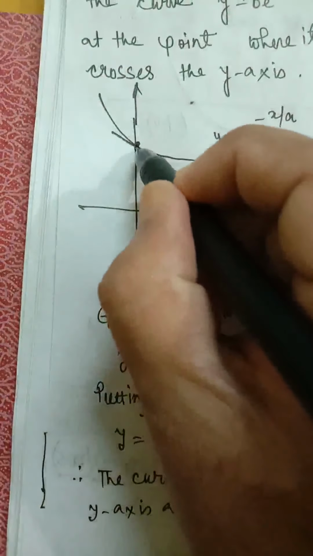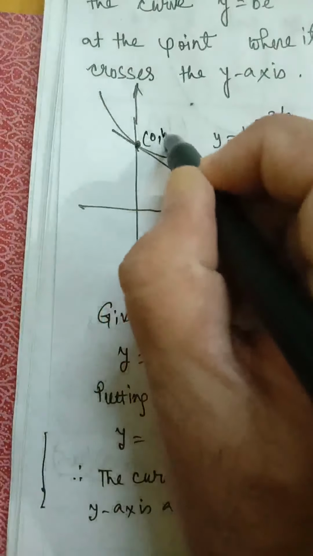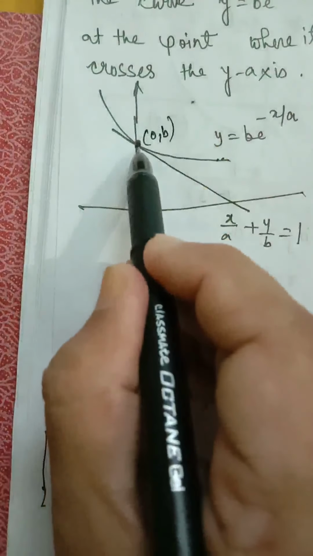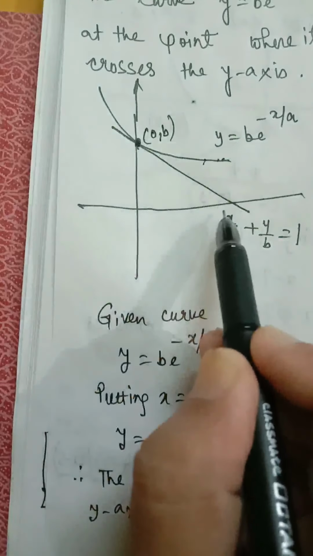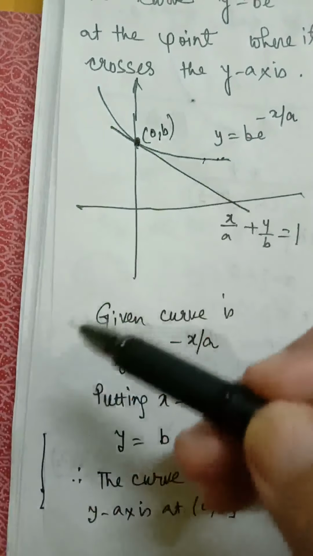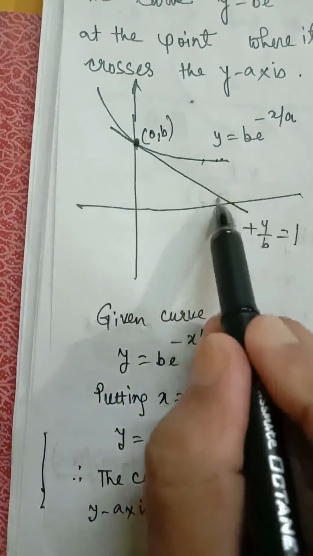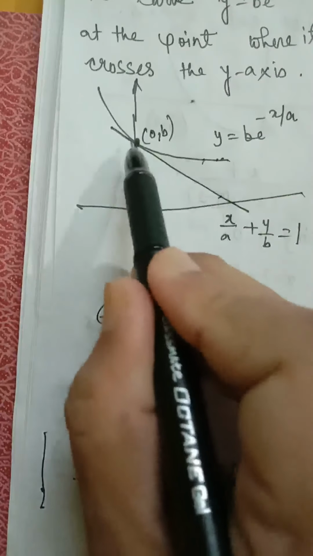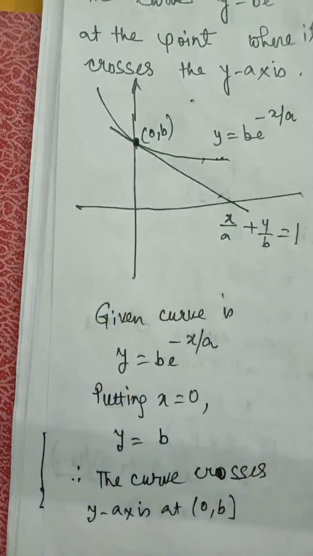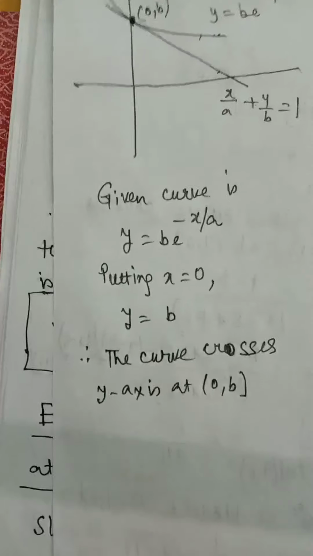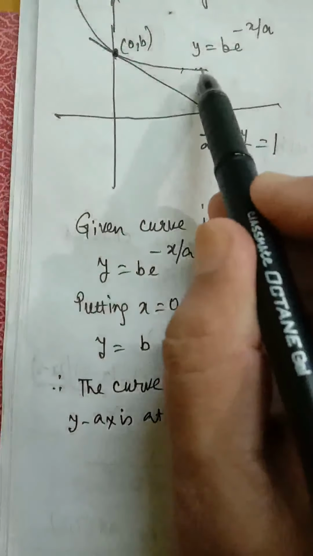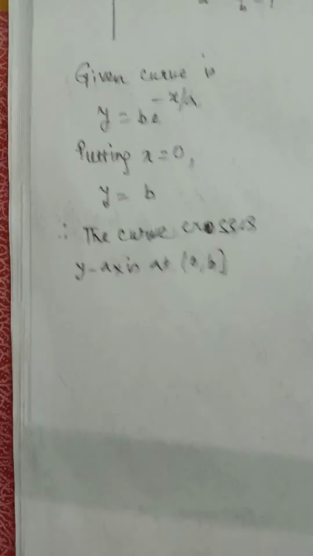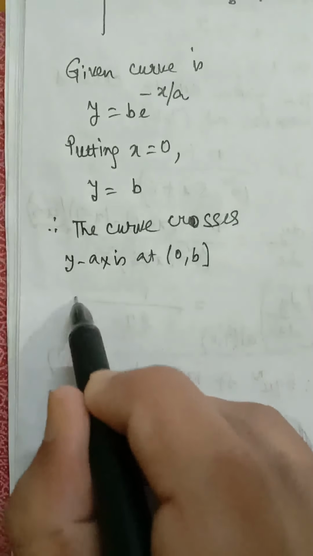Now, what we want to prove? At this point (0, b), the equation of tangent to this curve is this line, and in that way, what will be proved? That this line touches this curve at this point. So now we will find the equation of tangent to this curve at the point (0, b).